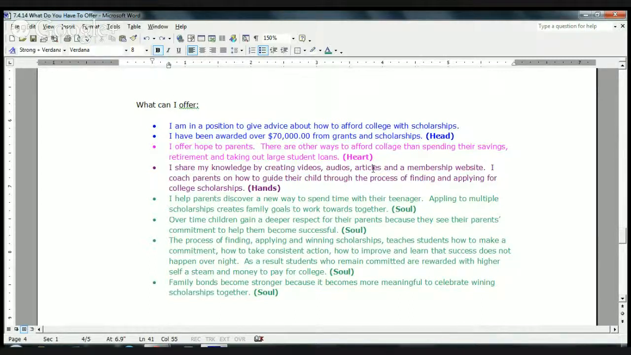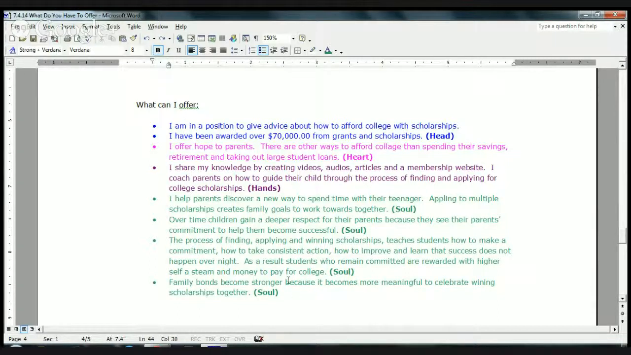And there's a lot of emotion around this, especially for parents, because they don't want to spend all of their savings or their retirement, or struggle with large student loans that they take out for their child, or have the child take them out and see them struggle with them. So there's a lot of feelings in this topic, which goes to the heart. The hands is where I start talking about my knowledge and how I share this information. I share my knowledge by creating videos, audios, articles, and a membership website. I coach parents on how to guide their children through the process of finding and applying for scholarships.